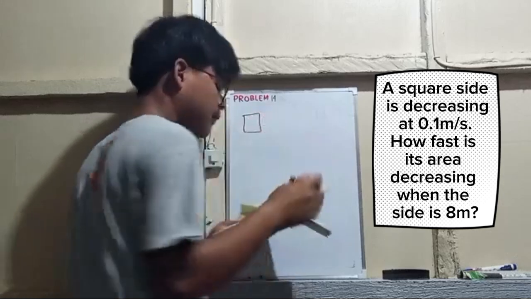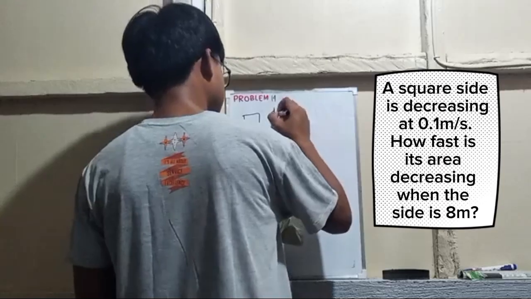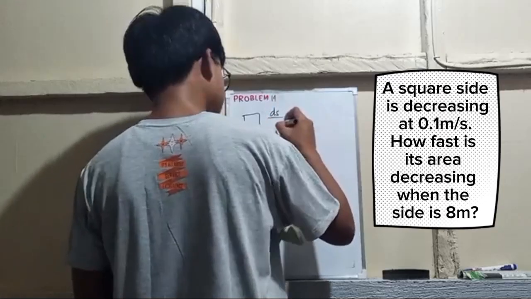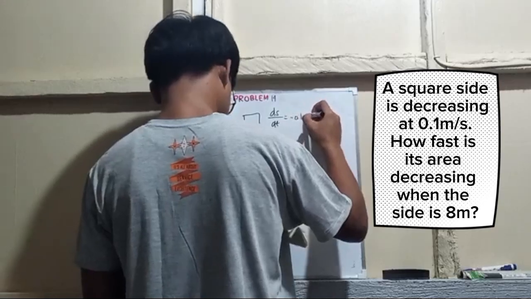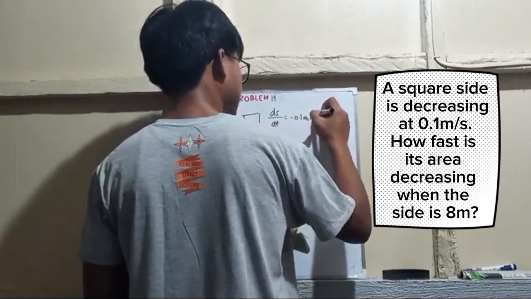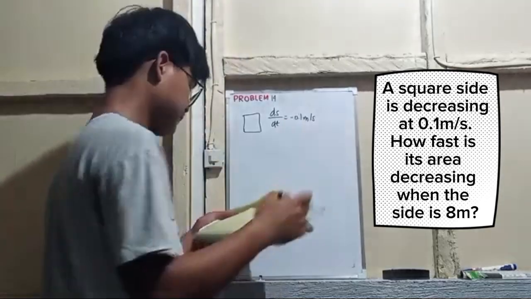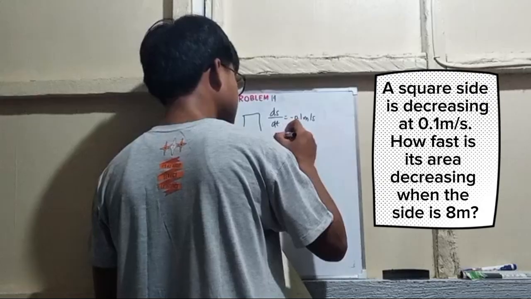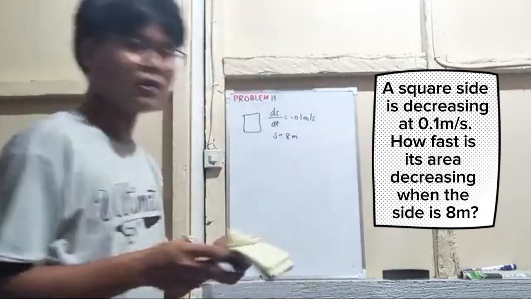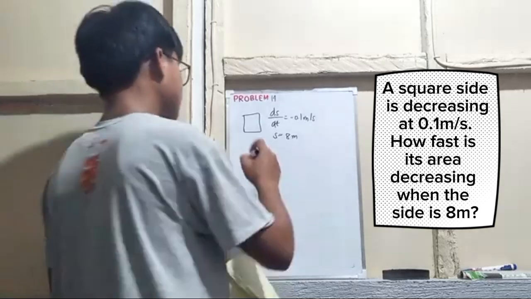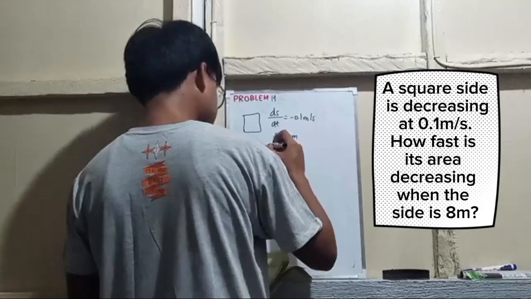Then we'll identify the given in the problem. So the rate of our side is equal to negative 0.1 meter per second, since it's decreasing, so we'll have the negative. Then our side is equal to 8 meters. Then we all know that when getting the area of a square, the formula is s squared.